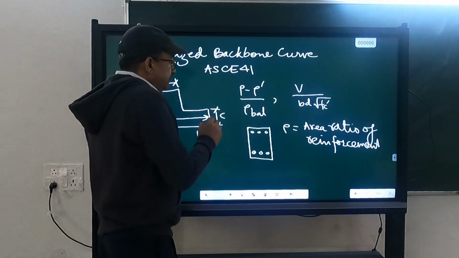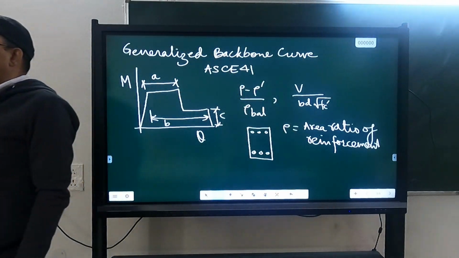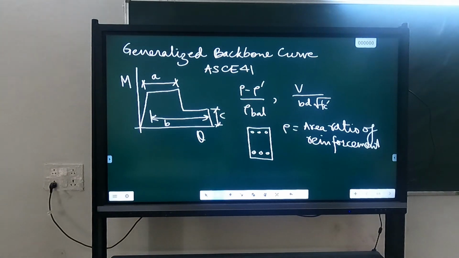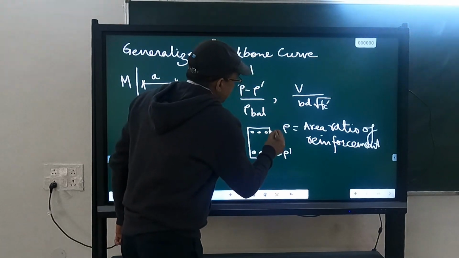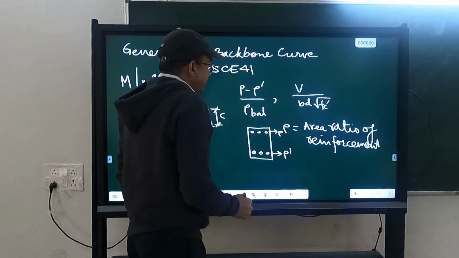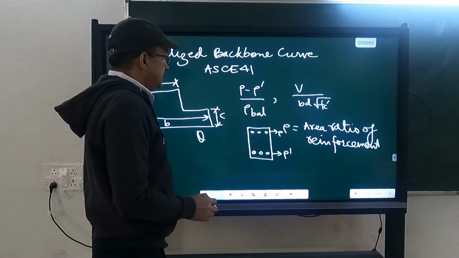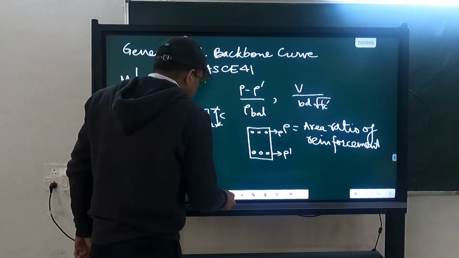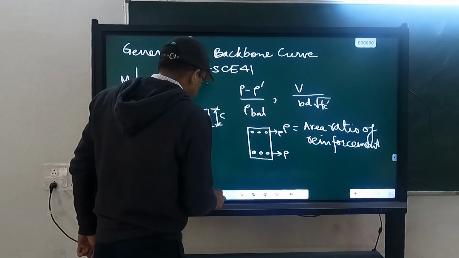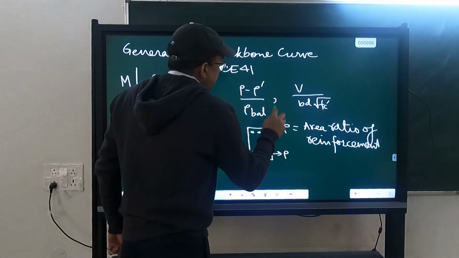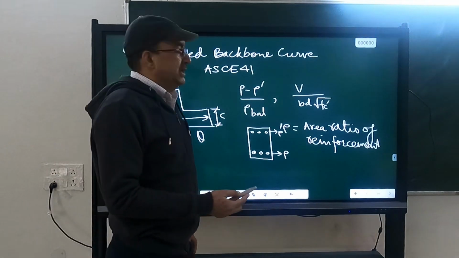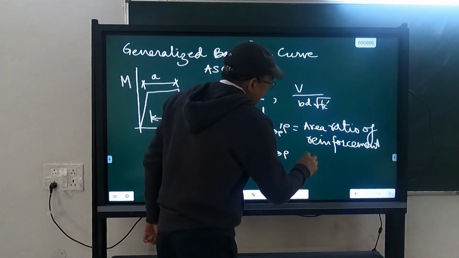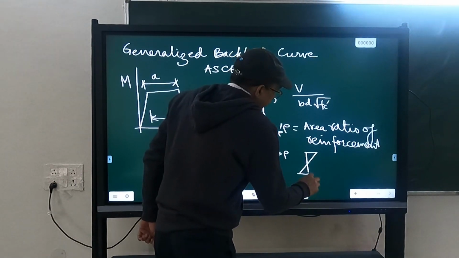If this beam is subjected to sagging, that means tension is at the bottom, then this will be rho, the tension reinforcement, and this is rho dash, the compressive reinforcement. And rho balance corresponds to balanced failure, which you have calculated in IS 456.